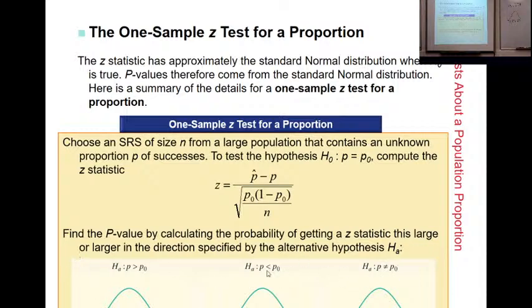And again, exactly how we're going to do that calculation is going to depend on whether we have a one-sided or two-sided test. So if this over here were a two-sided test, we would want both tails instead of just the one.